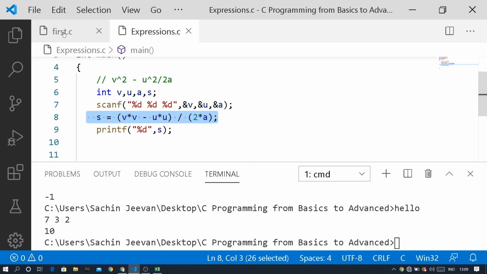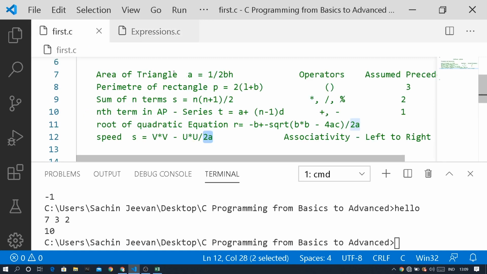I hope it is enough that we have written how to write area of triangle, perimeter of rectangle, sum of n terms, nth term in arithmetic progression, root of quadratic equation, and speed also. Yes, so I think this is enough. You get very nice, solid knowledge of how to write expressions.